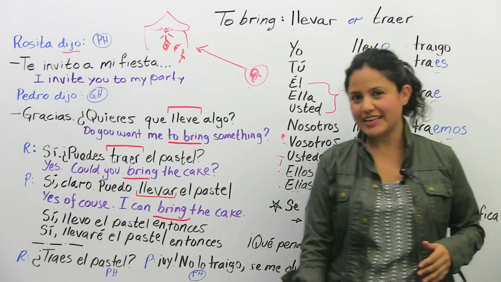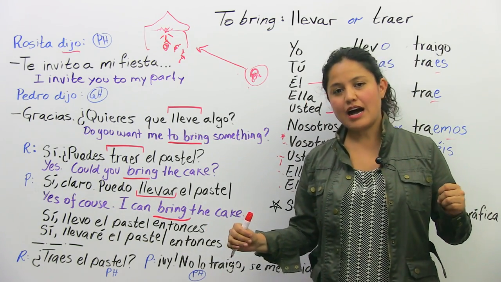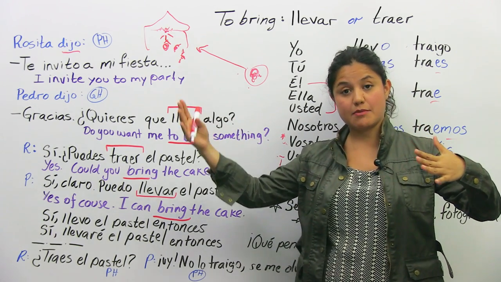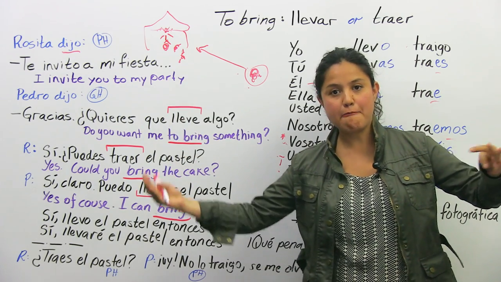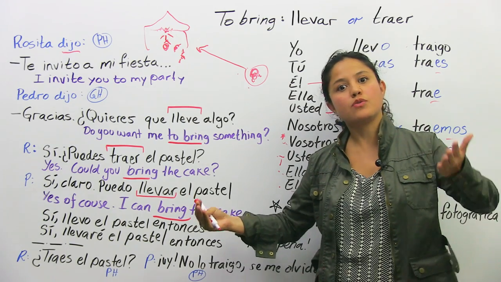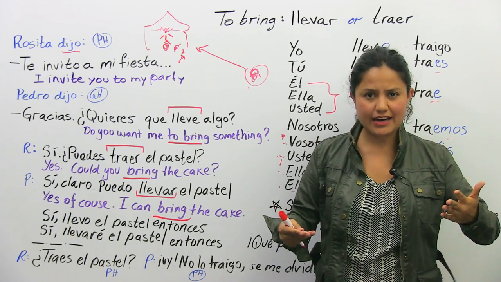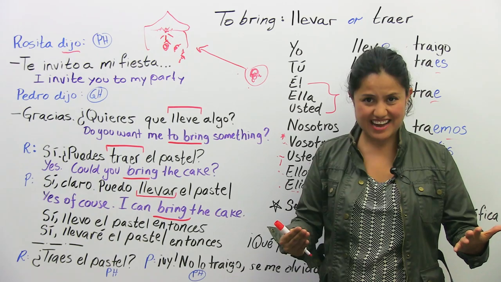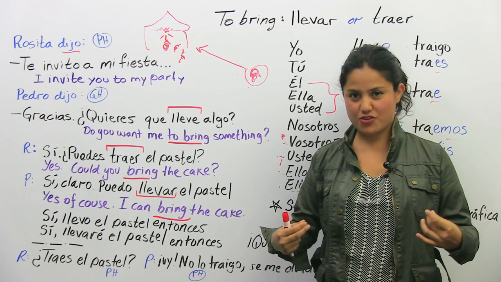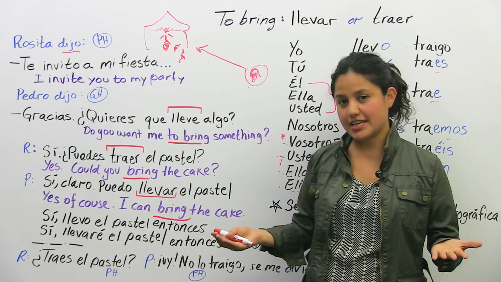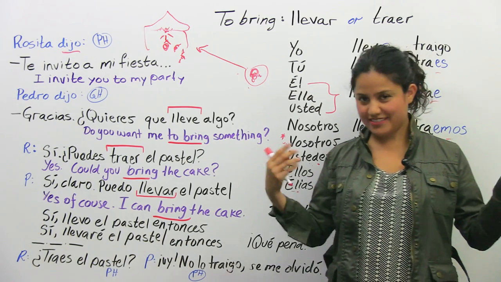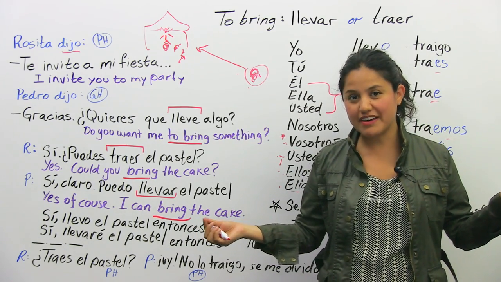Okay, now imagine Rosita is invited to a different celebration. Maybe Julio invited Rosita to a different celebration. And so Julio said, Rosita, te invito a mi fiesta. I invite you to my party. And Rosita said, gracias. ¿Quieres que lleve algo? Thank you. Do you want me to bring something?